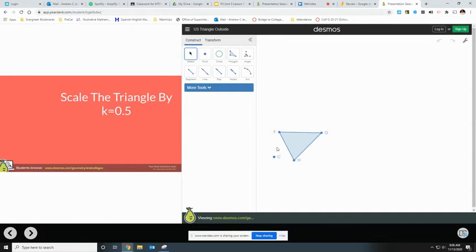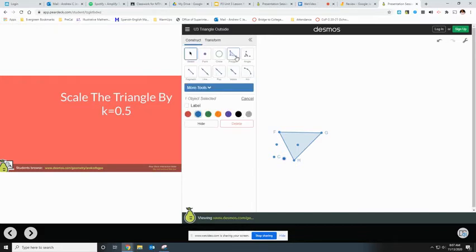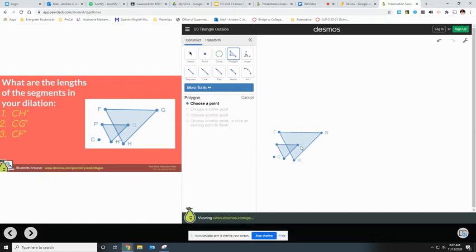Scale the triangle by 0.5. So same idea. Let's go ahead and transform, define, select dilation, choose C as your center, and then you want to do this by 0.5. And I want to dilate F. And then I want to dilate G. And then I want to dilate H. And then you'll draw the image. And when you're finished, you'll get a shape that looks like this. Just like there it is.